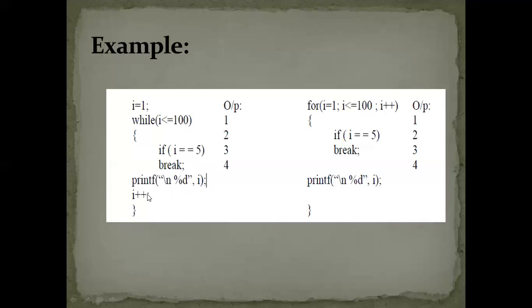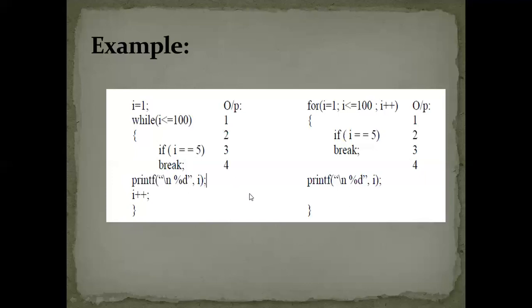Again, I value will be incremented by 1. Now I value becomes 4. Is 4 less than or equal to 100? Yes. Is 4 equal to 5? No. If no, then it will print 4. Now I value becomes 5. Is 5 less than or equal to 100? Yes. Pay attention, now I value is 5. Is 5 equal to 5? Yes, the condition is true. If this condition is true, then the break means control comes out of the loop. So 5 we are not going to display here.